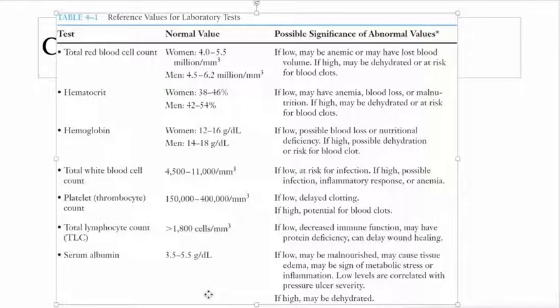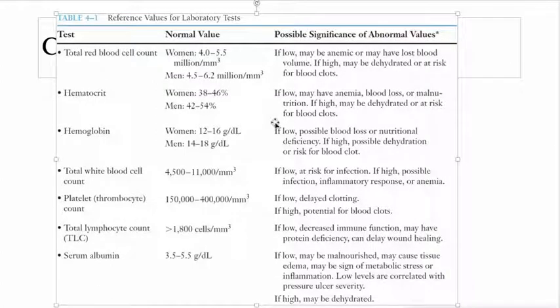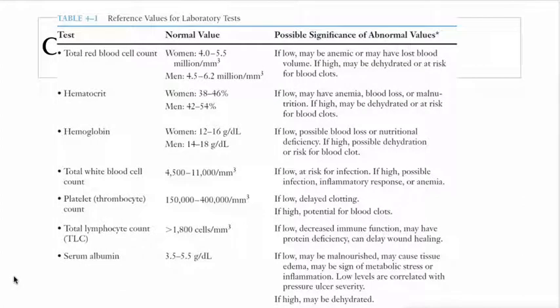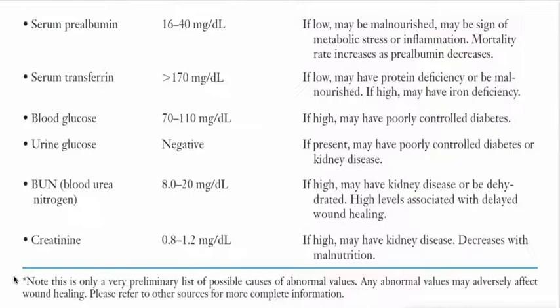So this is a nice list looking at the possible significance of abnormal values. This is again where it is a process of a team approach. These are some more blood values to look at. Prealbumin, transferrin, serum transferrin, blood glucose, urine glucose, BUN, and creatinine. So I'll let you go back and take a closer look at these and pause if you want. But lab values are very important, and this is just a preliminary list.